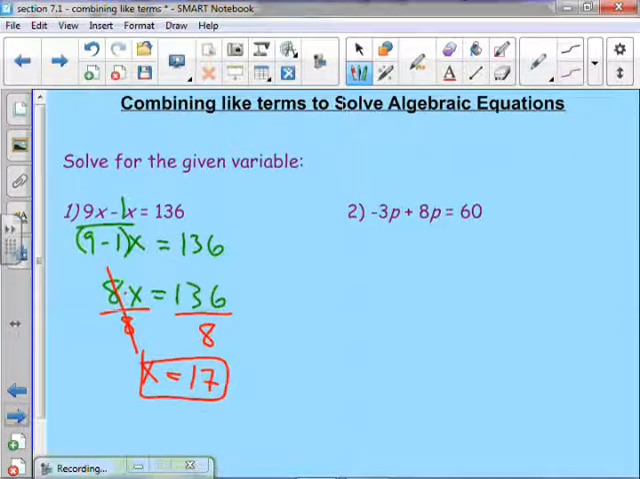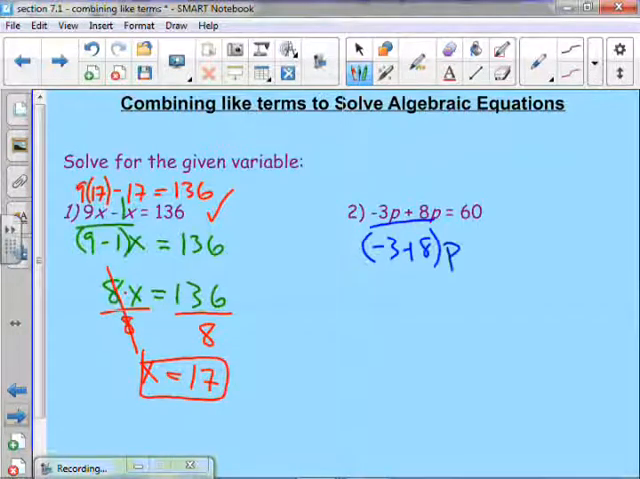If I plug back in, 9 times 17 minus 17, and I put that into a calculator, I do in fact get 136, so I know that I have not made a mistake. One more time, we're going to combine like terms. We're going to combine this negative 3p and this positive 8p. So I get negative 3 plus 8, those are all p's, is going to equal 60. Well, what's negative 3 plus 8? That's 5, so I have 5p is equal to 60.